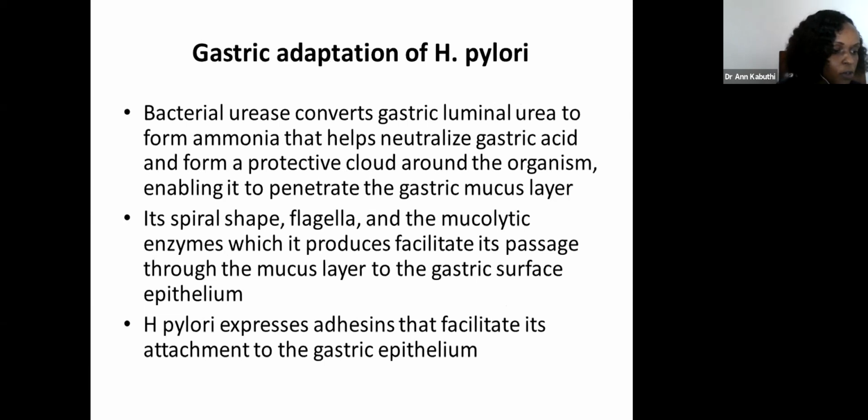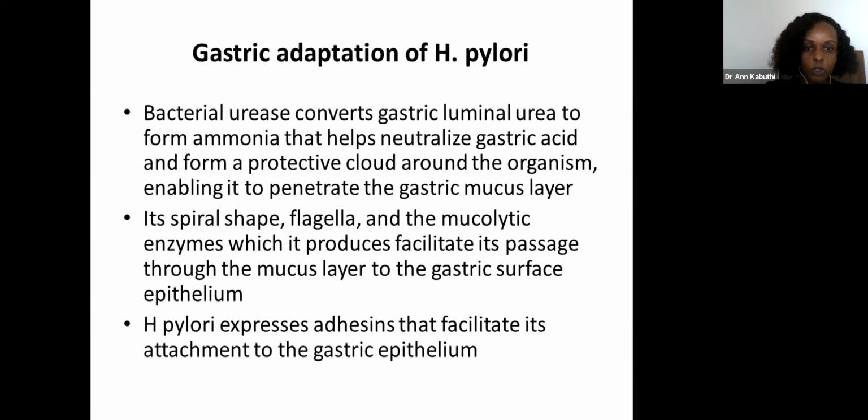So for H. pylori to survive and proliferate in the gastric milieu, it produces urease enzyme in large amounts, making up more than 5% of its total body weight. So this urease, as I said earlier, is vital for its survival. It converts the gastric luminal urea to form ammonium and carbon dioxide. And this helps to neutralize the gastric acid in the stomach and also forms a protective cloud around the organism, enabling it to penetrate the gastric mucus layer.